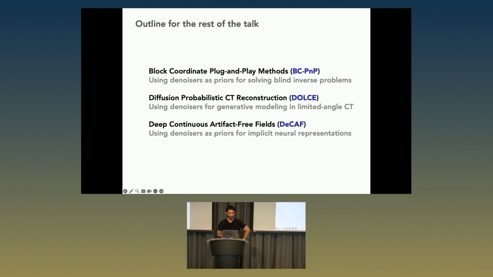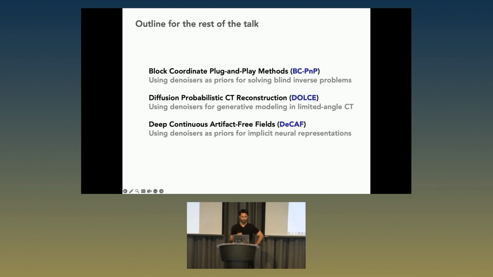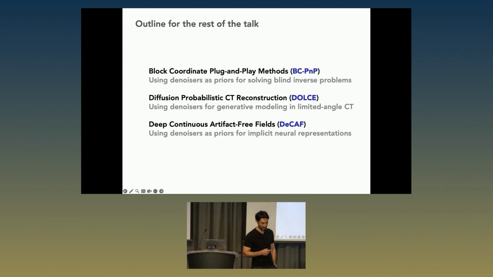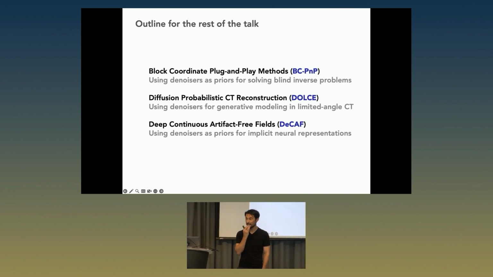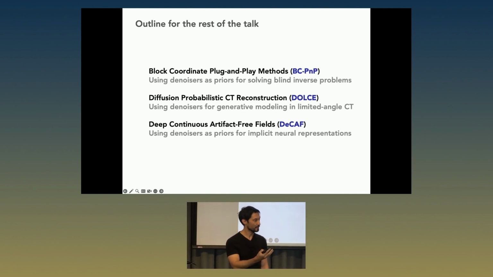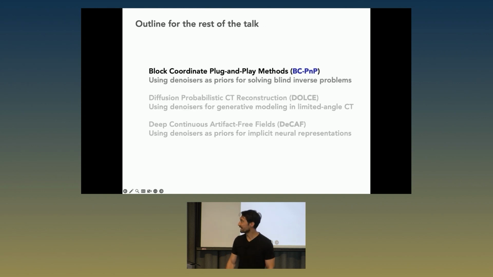So this was a quick introduction. I'm going to talk about basically 3 approaches. In fact, the first one is quite related to Jong-Chul's work on blind inverse problems. I'm going to talk about a block coordinate plug-and-play method, which is going to try to do denoisers not only on images, but also on the unknown forward models. Then I'm going to talk about diffusion models, trying to fill in missing information in limited angle CT. If I have time, I'm going to try to go into implicit neural representations, by having continuous representation of objects and still using denoisers as priors in that case. All right, so let's get started with the first one.